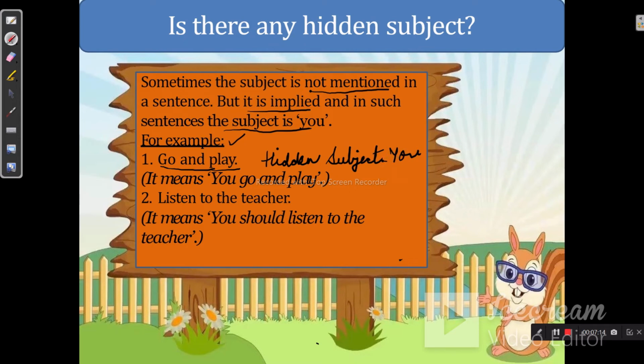Now let's see the second sentence, listen to the teacher. So this sentence actually means you should listen to the teacher. So listen to the teacher is the predicate. And what is the hidden subject? The hidden subject is you. And we know that it's an imperative sentence.